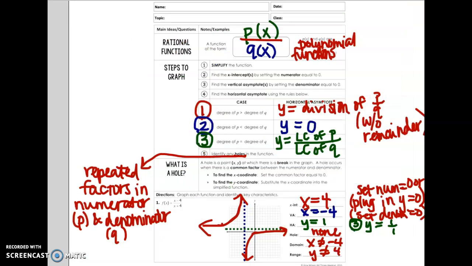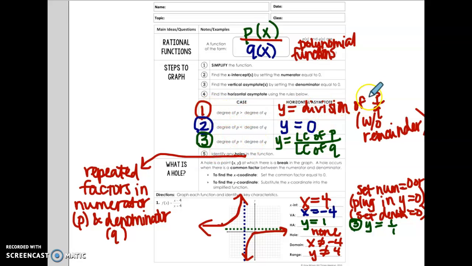Okay, so again, we're kind of just going through. Rational functions are a ratio of polynomial functions. First thing you always want to do is simplify. Find x-intercepts by setting the numerator equal to 0. Find vertical asymptotes by setting the denominator equal to 0. And then you find the horizontal asymptote using the rules below. Case 2 is what we used in reciprocals. Cases 1 and 3 are a little bit different.